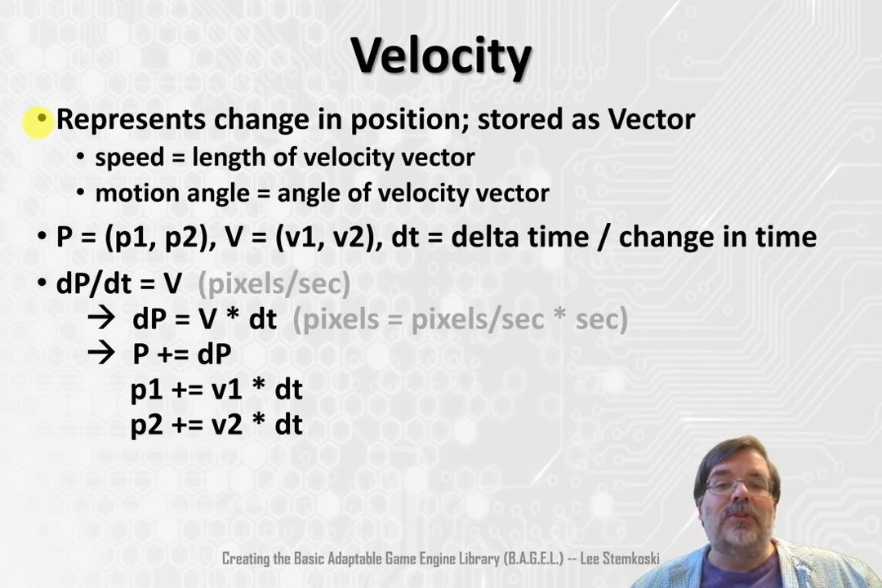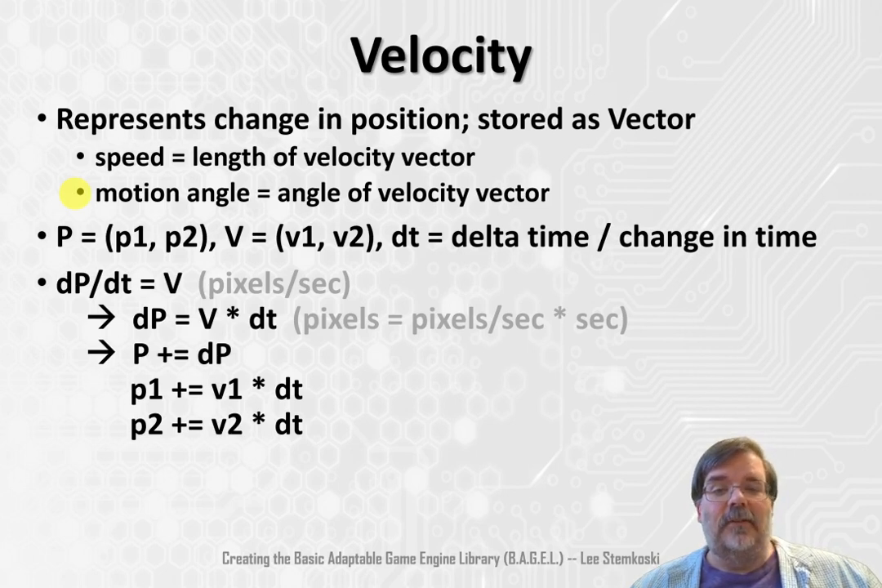For that reason, we'll store velocity as a vector. The speed of an object is actually the same as the length of the velocity vector. Right? The more you're changing in each direction, the longer that vector will be. In addition, the angle of motion of a sprite moving across the screen can be defined as the angle of the velocity vector.